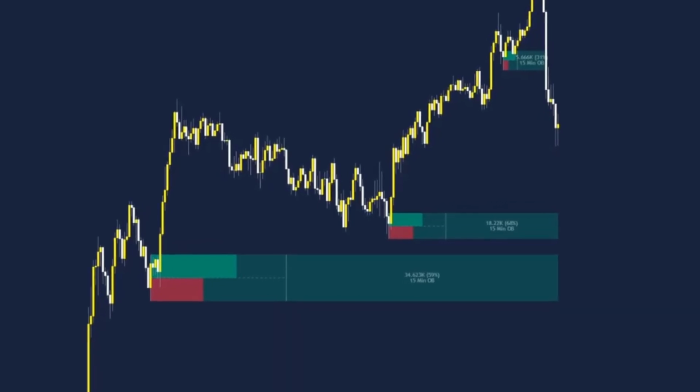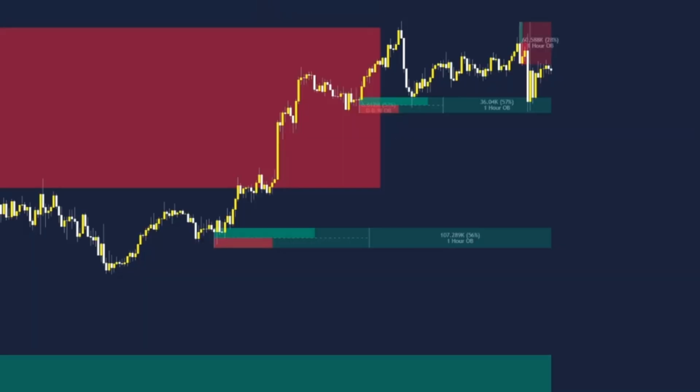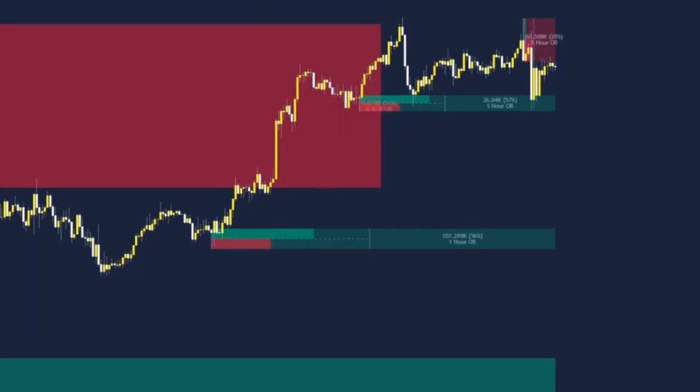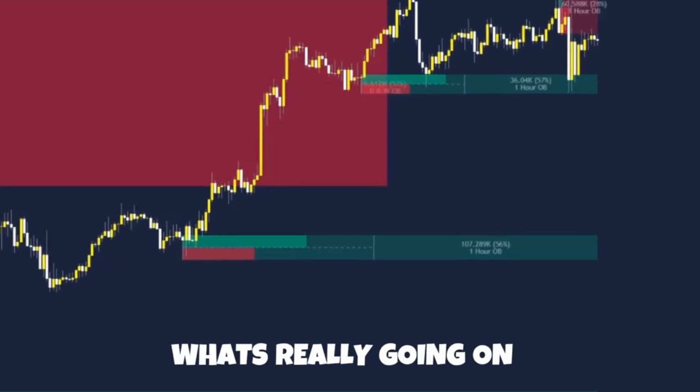Order blocks are areas in the market where both buyers and sellers are aggressively stepping in. These order blocks use volumetric information and will show you bullish versus bearish volume for each zone marked. Just like the fair value gaps, these can also be viewed across multiple time frames, helpful for seeing what's really going on in the market.